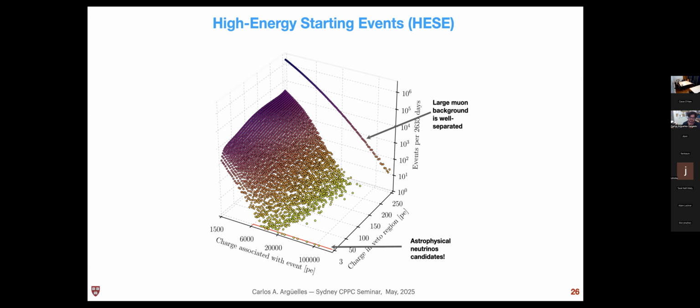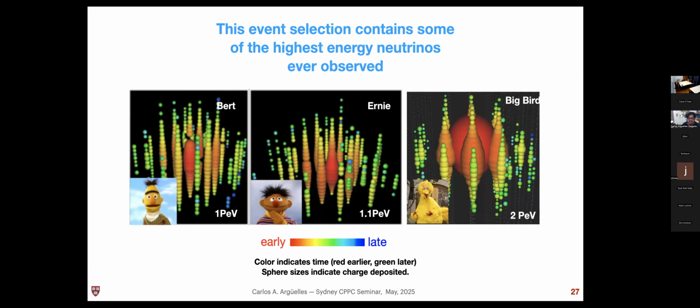So what you're looking for is things that enter your detector, do not leave any charge outside, so that means they're not atmospheric in nature, and then leave a lot of energy within the array. If you look at this distribution, there is this line that sticks out in the low charge, and those are actually the astrophysical neutrinos. These are some of the highest energy neutrinos ever observed. The first ones, seen about 10 years ago, were named after Muppets. We no longer name them because now we have many of them, but these are the ones here. Again, in the event displays the colors indicate time, and the energies are about a few PeV.